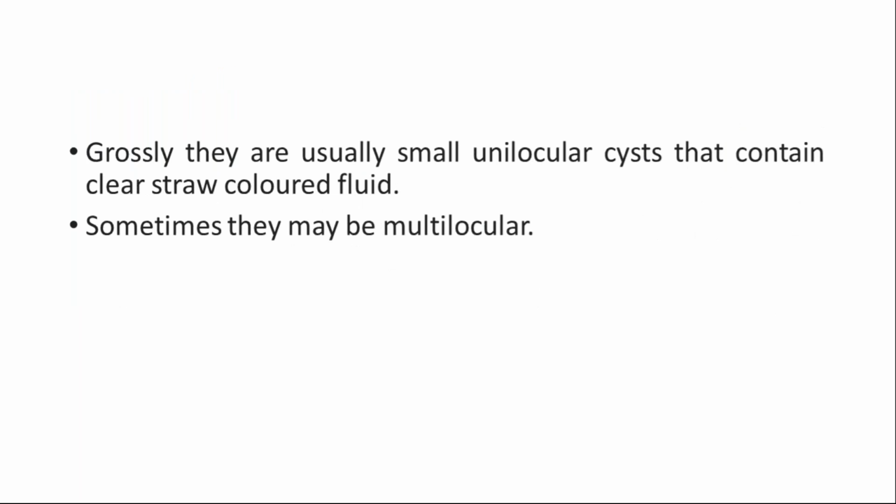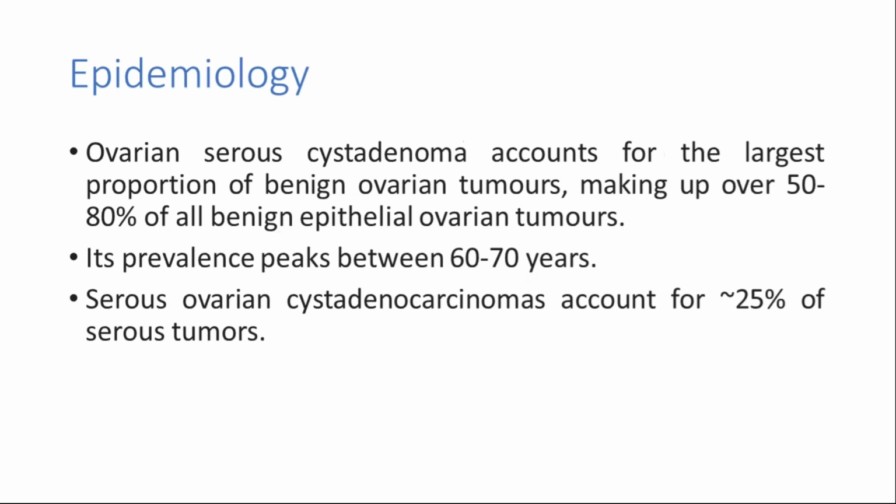Grossly, they are usually small unilocular cysts that contain clear straw colored fluid. Sometimes they may be multilocular. Most often they are unilateral; 10 to 20% may be bilateral.